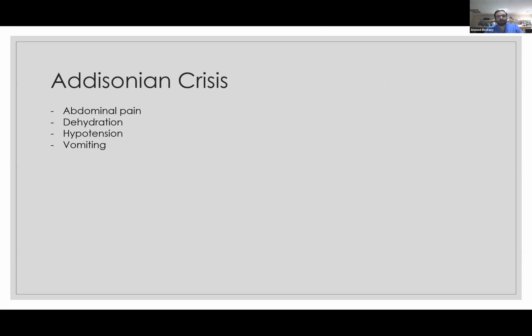Addisonian crisis, this is what we are trying to prevent. The patient will have abdominal pain, dehydration, hypotension, and vomiting. It can be due to absolute adrenocortical insufficiency. That means the patient is not being given the amount of glucocorticoids and mineralocorticoids they need, or the gland doesn't secrete them.